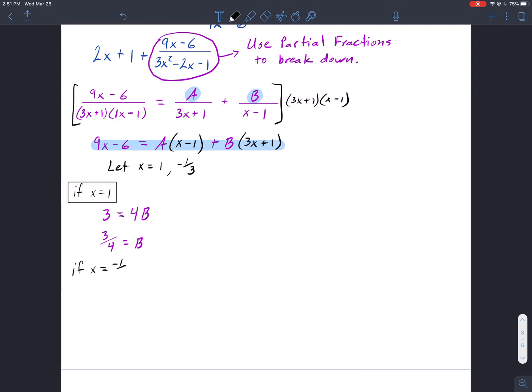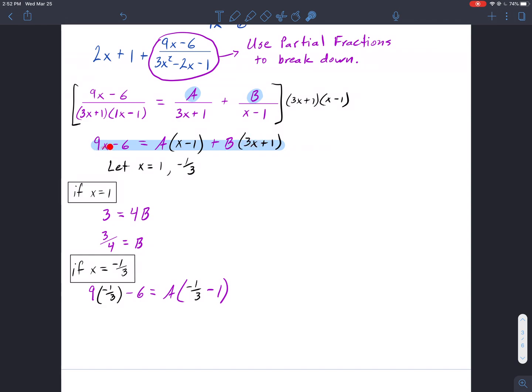Then, if I let x be negative 1/3, be careful, negative 1/3. If x is negative 1/3, you might need to take a moment and do this in steps instead of just trying to throw values in mentally. On the left side, every x is going to be negative 1/3. And then notice, if x is negative 1/3, this factor becomes 0, and so this term, b times 0, is gone, so I don't need it.